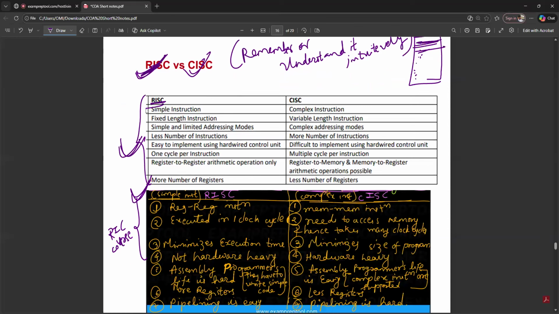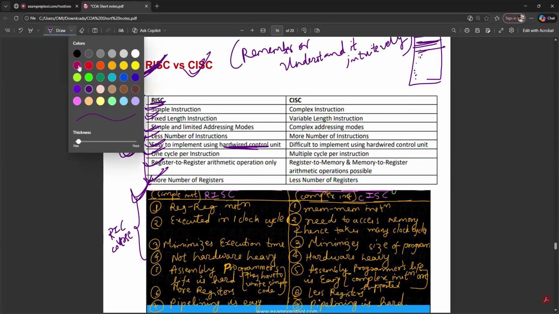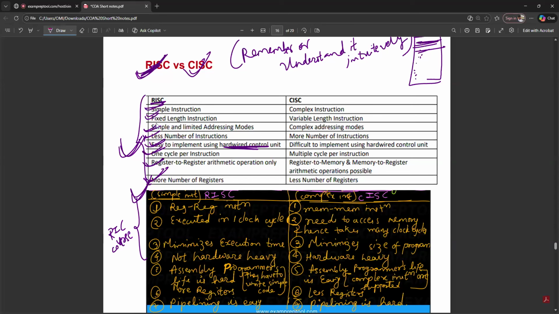In RISC there is simple instruction, fixed length instruction, simple and limited addressing mode, less instruction, easy to implement, right? Using hardwired control unit, which I will tell you further. Then one cycle per instruction, register to register, and more number of registers are used. So here everything is simple, so that time is utilized efficiently.